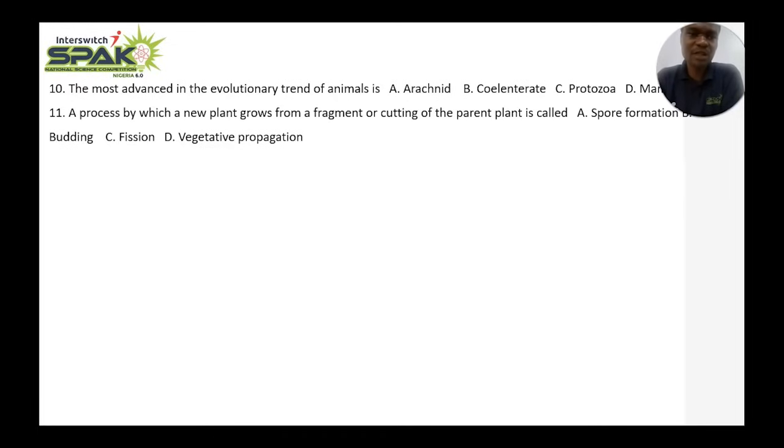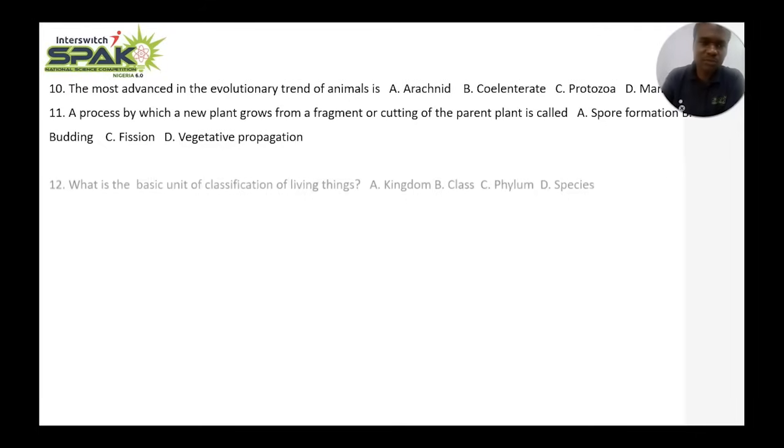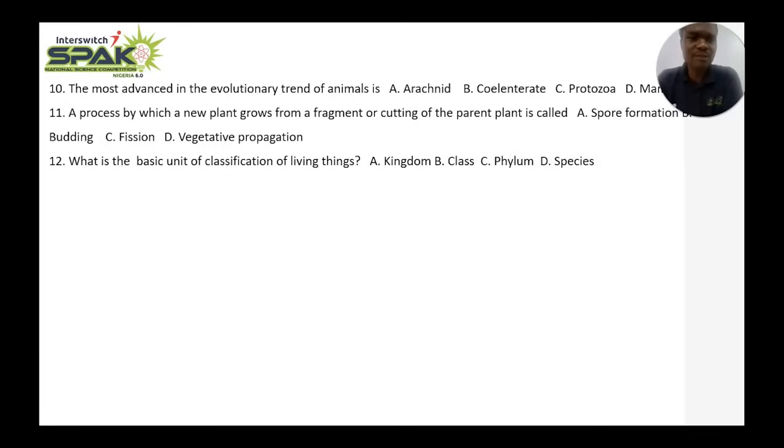For example, vegetative parts like the stem, like the leaf, as found in Bryophyllum. The stem, as found in cassava, where you can have the cassava cutting, you can cut the stem and plant. So when an individual develops from the vegetative part of a plant, that is called vegetative propagation. So the most appropriate answer here is option D, vegetative propagation. What is the basic unit of classification of living things? This was said in the course of the introduction. The species is the most basic unit.